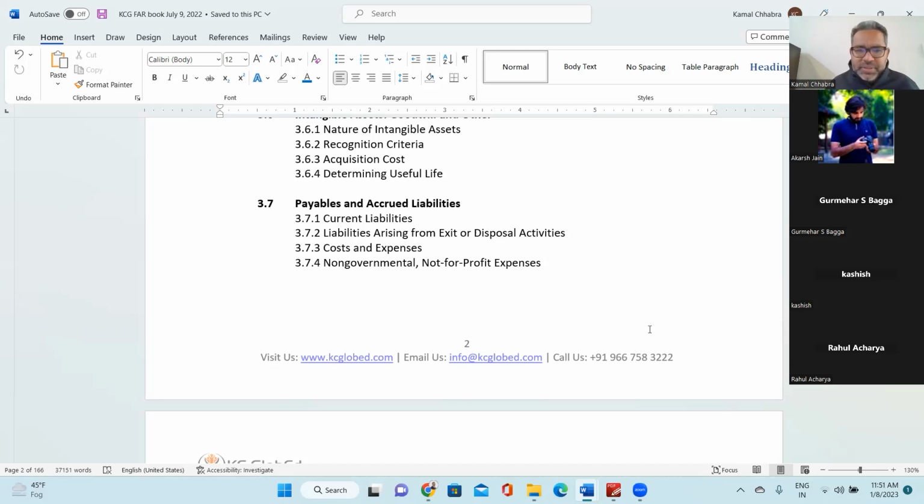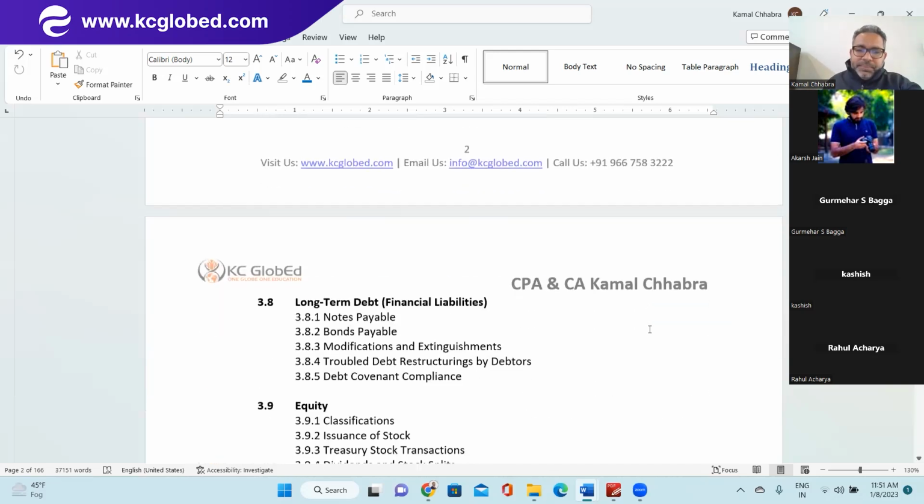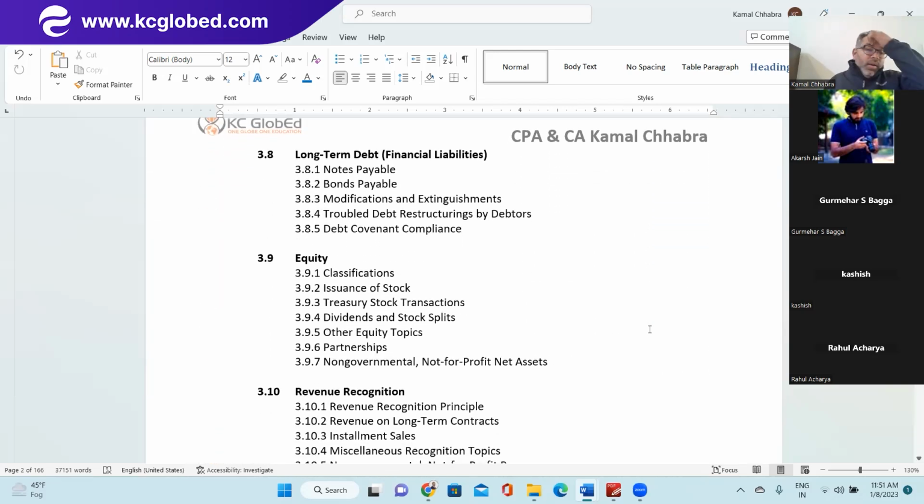And then cost of expenses and non-government not-for-profit organization expenses, all those things will be understood in 3.7. Then we'll be understanding long-term debts, long-term debt or financial liability. It can be notes payable, how to do the accounting of notes payable, bonds payable, whether those bonds are convertible or non-convertible, short-term or long-term. All those categories may have different accounting treatment, right? And then modification and extinguishment of any debt.